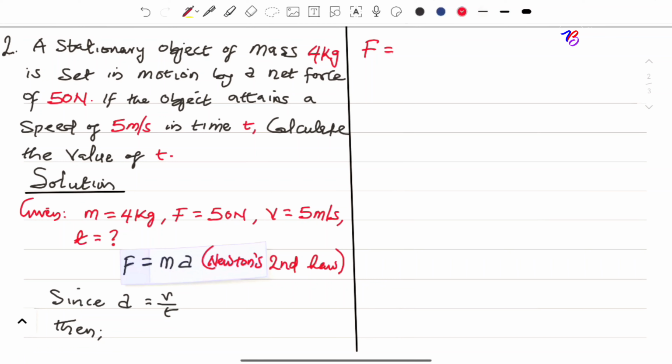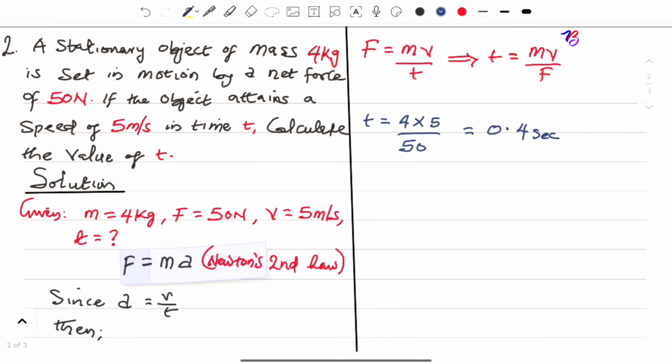Let's substitute into F is equal to ma, so that we have F is equal to mv over t. If we make t the subject of the formula, we now have t equals mv over F. I hope that is clear. Then let's proceed. t will now equal 4 multiplied by 5 divided by 50, so that our t will become 0.4 seconds, because 4 times 5 is 20 over 50.